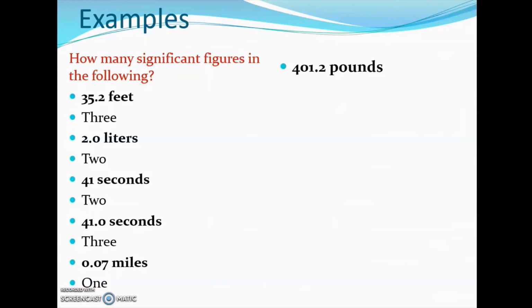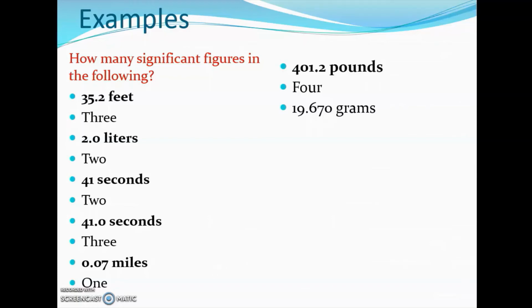401.2 pounds. Now we know everything in there, with 100% certainty, with a possible exception of the zero, is a significant figure. The zero is the only one we really have to look at. But since that's a trapped zero, an embedded zero, it's significant. So we have 4 significant figures.